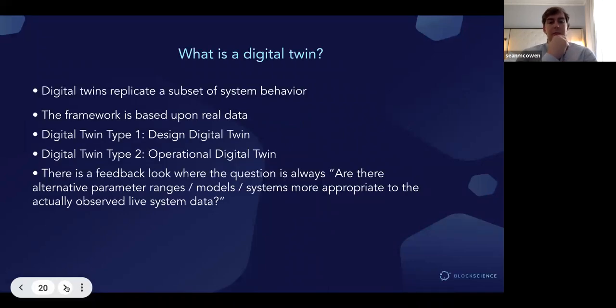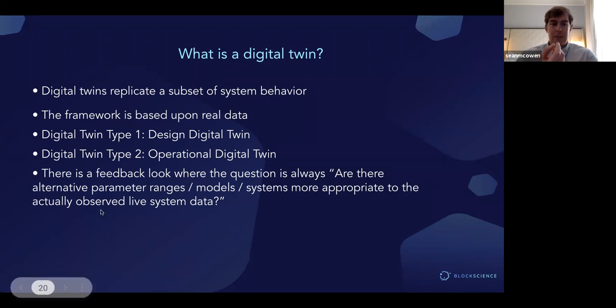Digital twins are meant to replicate a subset of your system behavior. You don't have to redesign your entire system to do simulations and stuff. What you're really trying to do is zoom in on what you are trying to study and build this kind of digital twin representation to allow you to study it. The framework is based upon real data. So you're trying to use as much of the actual data you're getting from the system to feed back into this digital twin.